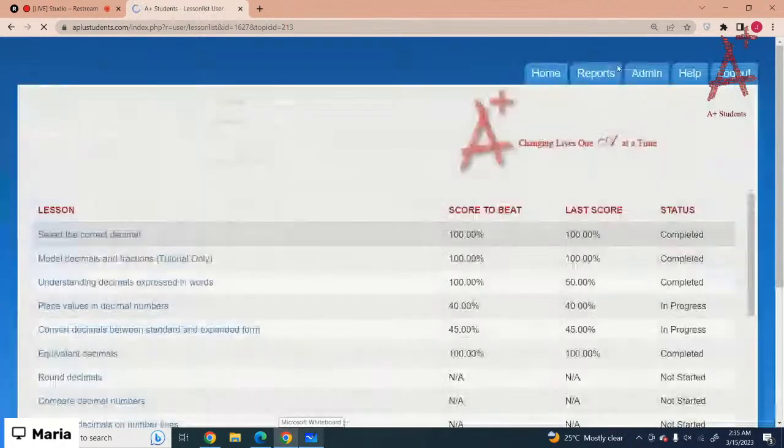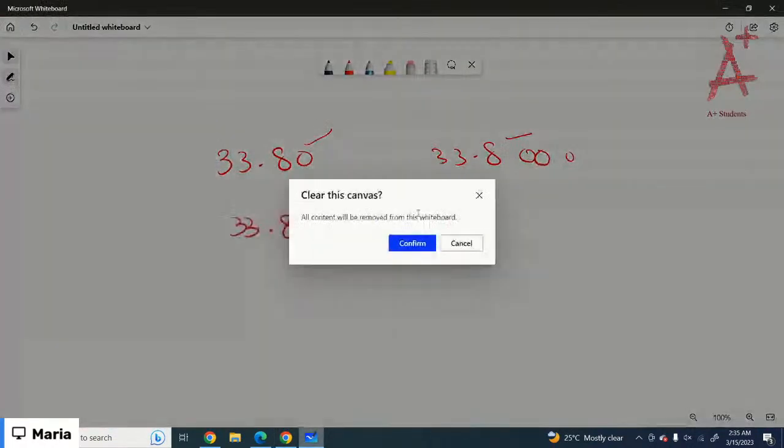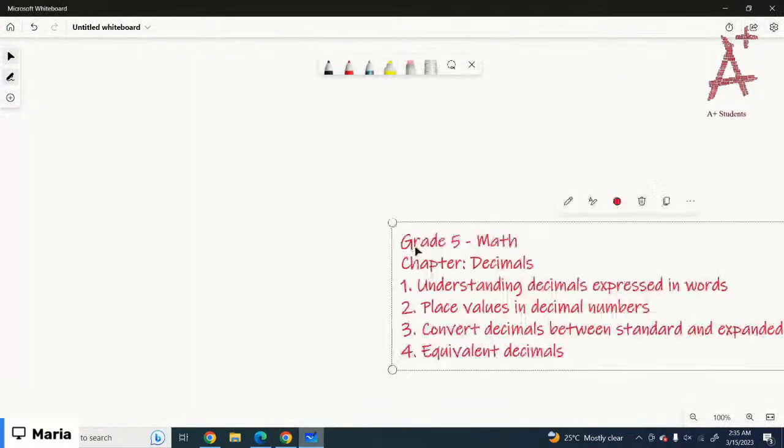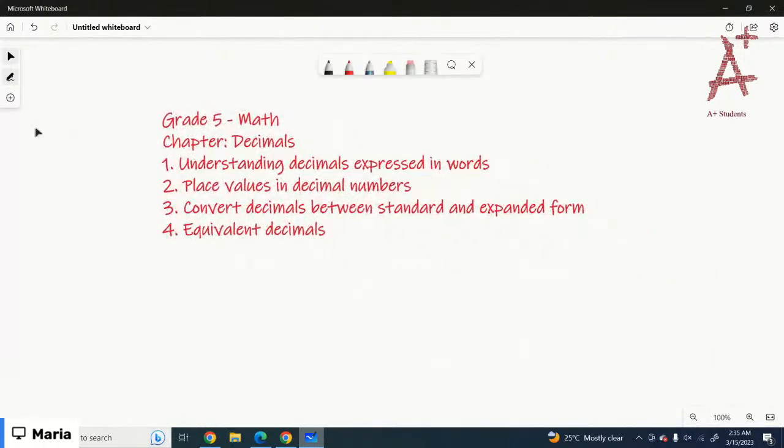So we are working on the grade 5 maths. The chapter 1 is decimals. The lessons we have covered today are understanding decimals expressed in words, place values in decimal numbers, converting decimals between standard and expanded form, and equivalent decimals.